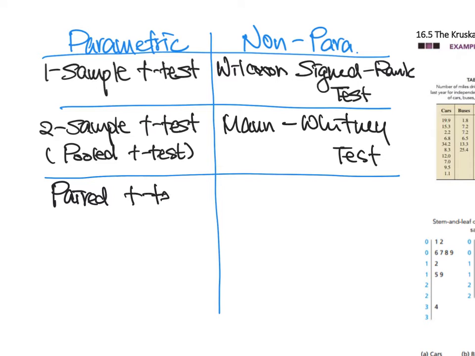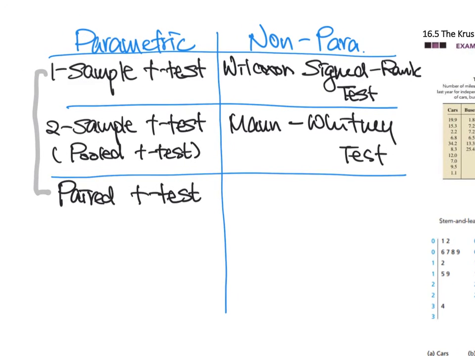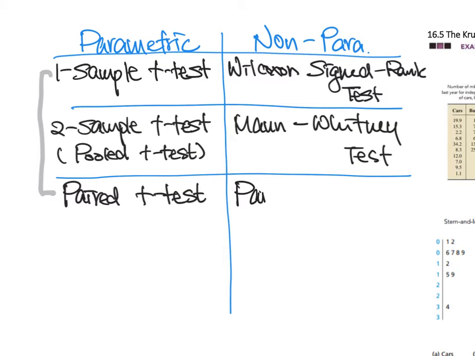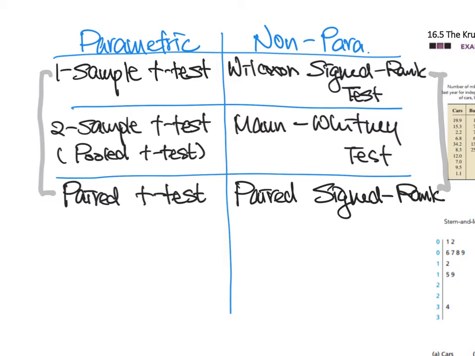And this one is not a new one, but when we have a paired sample, then we apply the paired t-test, but it's almost the same as the one sample t-test, right? So it's the same thing. Non-parametrically, we apply the paired signed rank. So even though we have two groups, we took the difference, and simply we applied the one sample t-test, or the Wilcoxon's signed rank test on the difference.